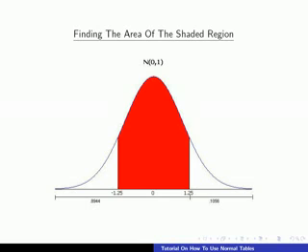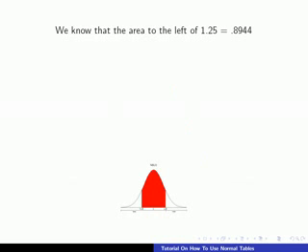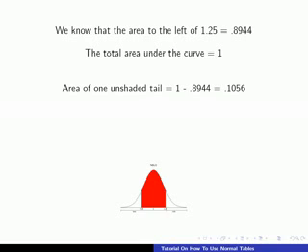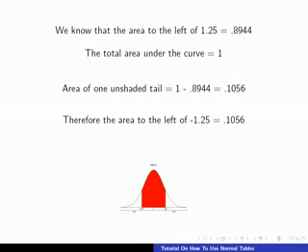So to find the area of our shaded region, we have that the area to the left of 1.25 is 0.8944. Again, we remember that the total area under the curve is 1. The area of our unshaded right-hand tail is found by subtracting 0.8944 from 1 to give us 0.1056. Because the standard normal curve is symmetric, the area to the left of minus 1.25, which is our unshaded left-hand tail, is also 0.1056. So if our total area to the left of 1.25 is 0.8944, then the area of the shaded region is found by subtracting the area of the left-hand tail to give an answer of 0.7888.